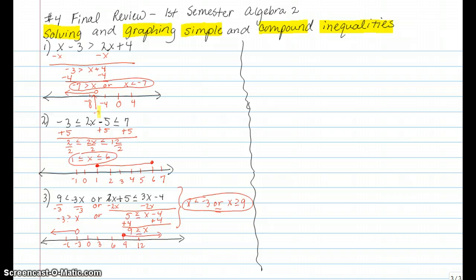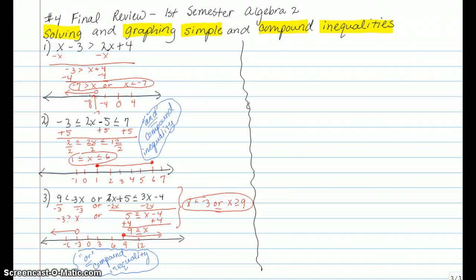For number 2, this is an and compound inequality. And you'll need to isolate the variable in the middle. So you add 5 to all 3 of the terms, of the parts, and you end up with negative 3 and 5 is 2. You end up with just 2x left in the middle, and then 7 and 5 is 12. Then you divide each part by 2, so 2 divided by 2 is 1. It's less than or equal to 2x divided by 2, which is x, which is less than or equal to 12 divided by 2, which is 6. Close point over 1, close point over 6. You know that it's going to be a line segment, and you can always check that because 3 is under the line segment. 3 is greater than 1, and 3 is less than 6.